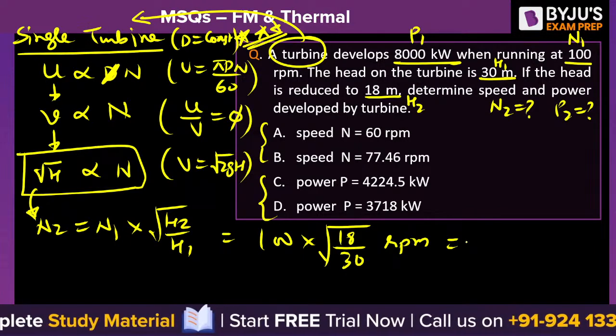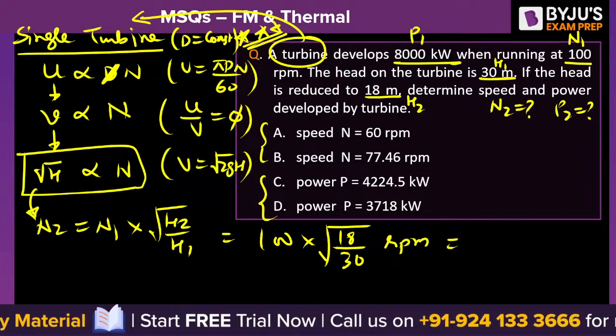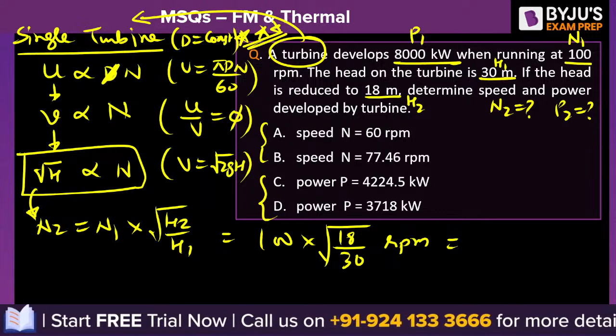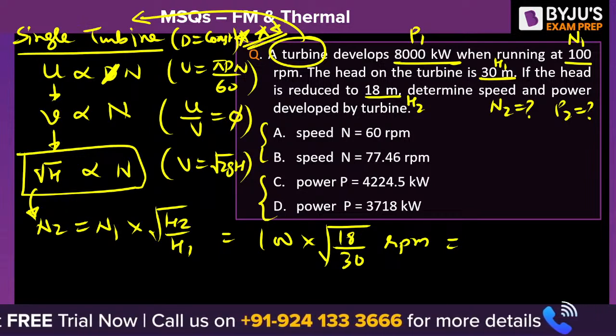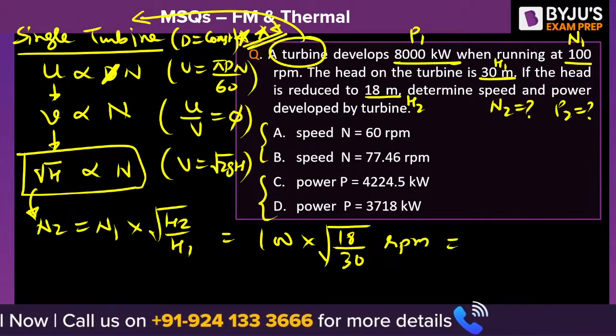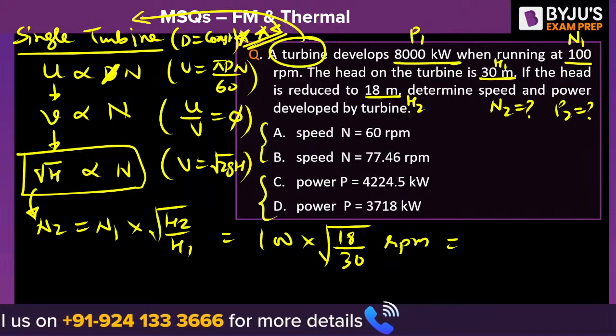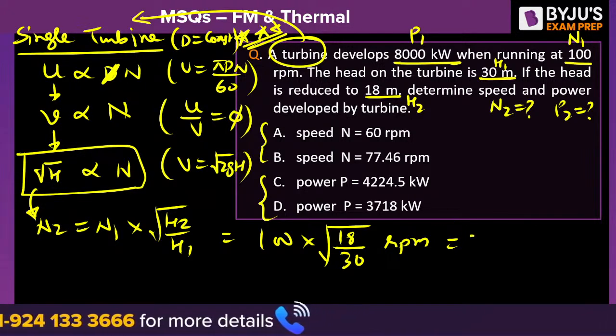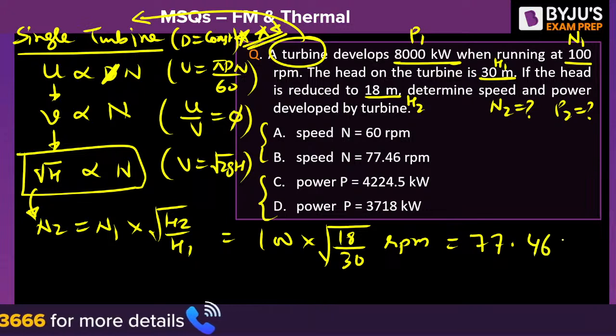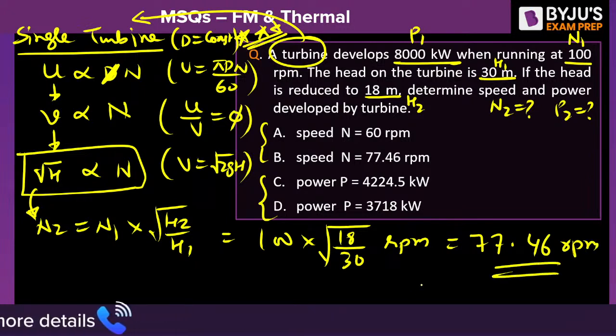Can you find out the value of N2? 18 divided by 30 under root of 0.6 into 100, it is 77.46 RPM. 77.46, B is the correct answer. Yes, B. B will be the correct answer.